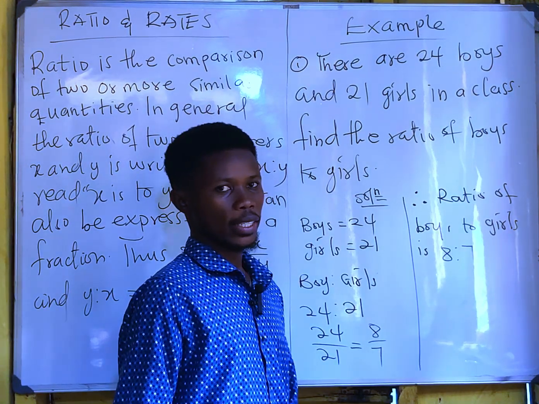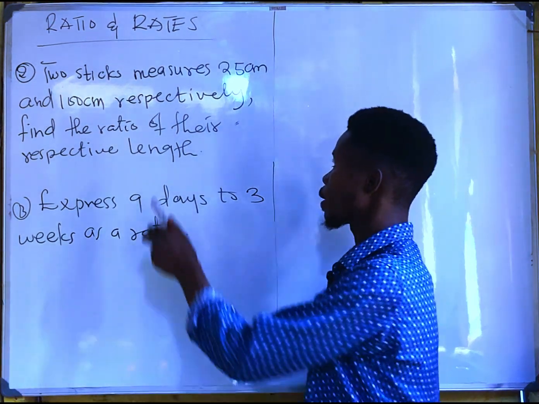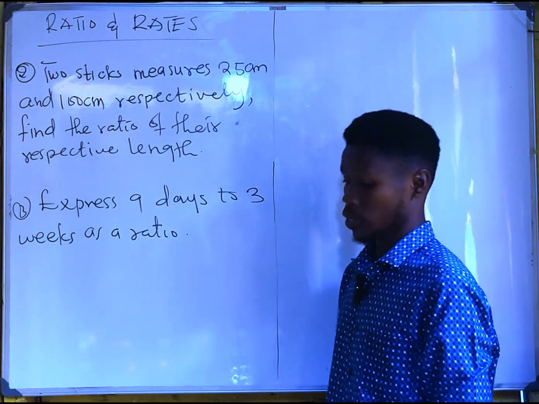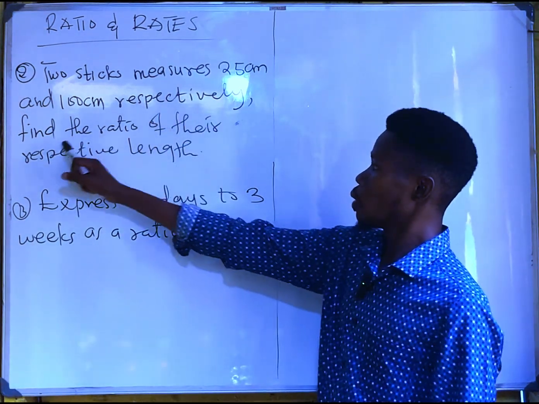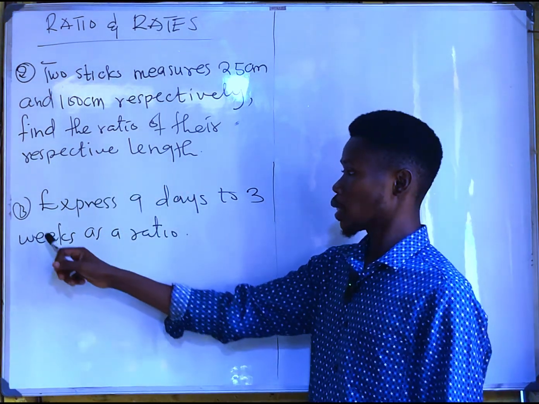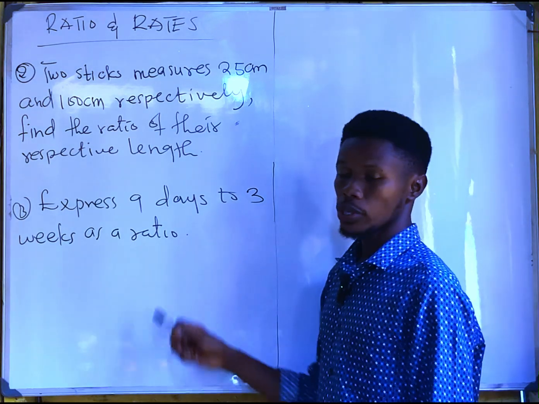Now let's look at the second example. 2 sticks measure 25 centimeters and 100 centimeters respectively. Find the ratio of their respective lengths, okay? Then the third one is saying that express 9 days to 3 weeks as a ratio.